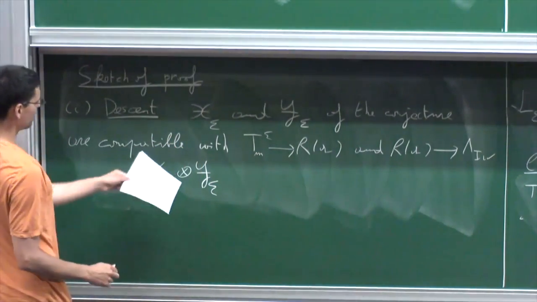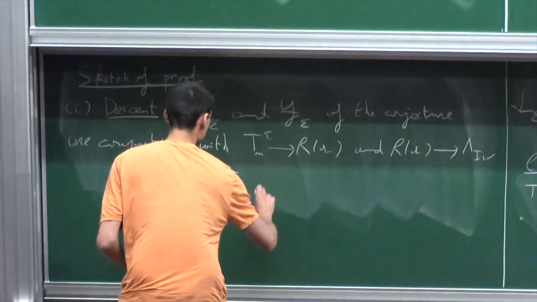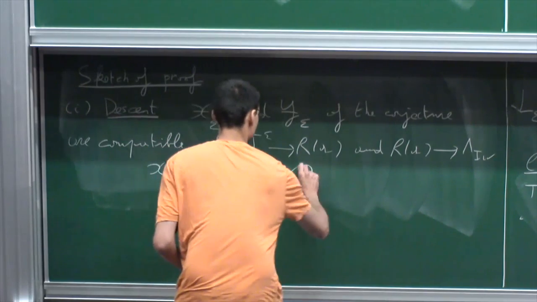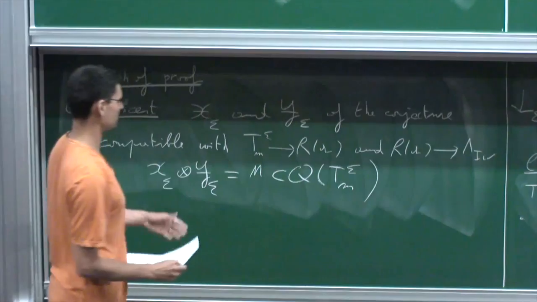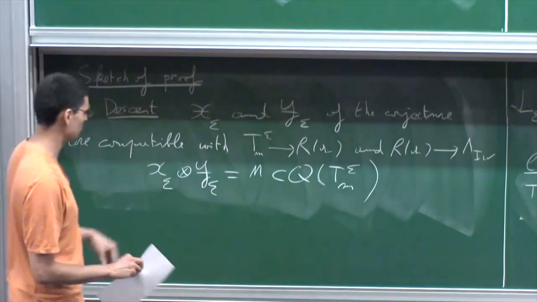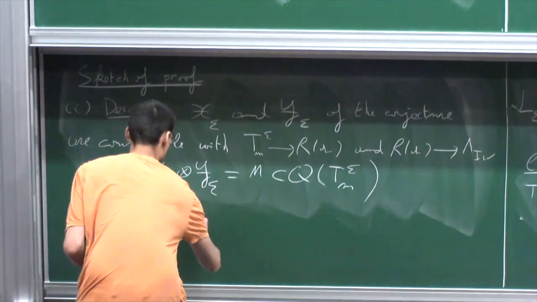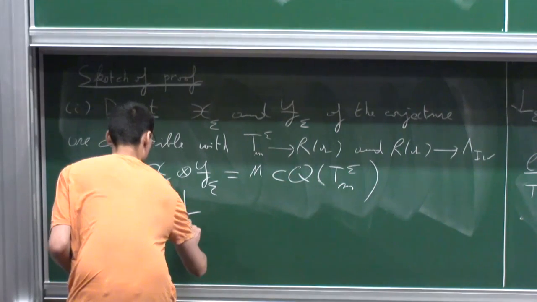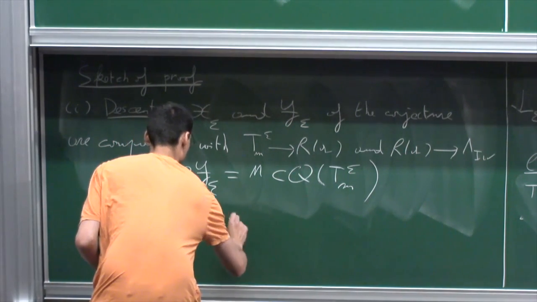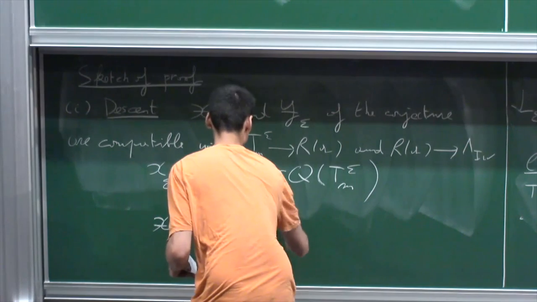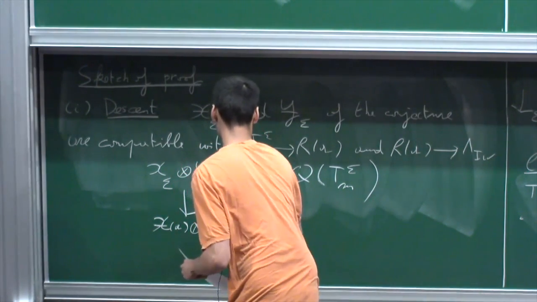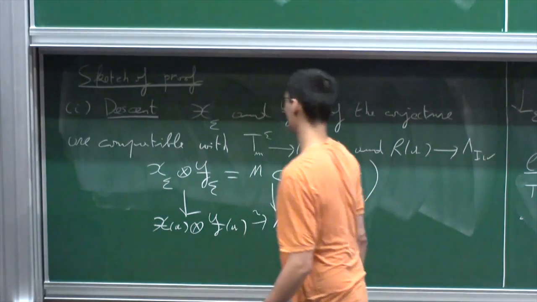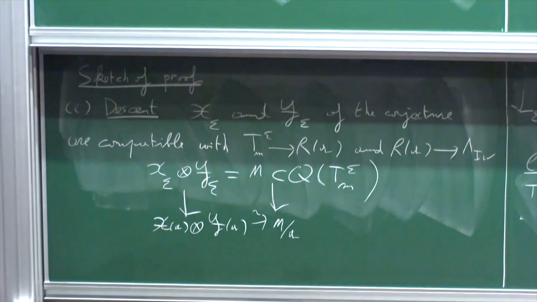X sigma tensor Y sigma is some module M inside the total quotient ring of T_m sigma. So the conjecture says that it is T_m sigma, but it is some module M. And you can specialize on the left and specialize here. And this is a commutative diagram. And same with this map.